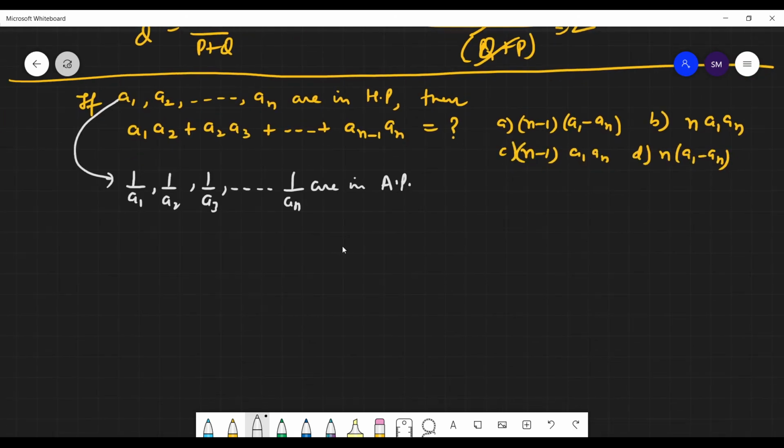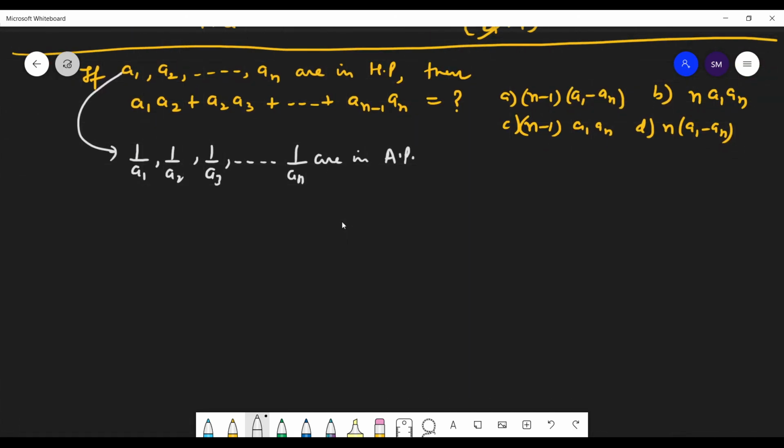That's good. Now you have to see what you can do. You can find common difference. Here you have, students, one thing you can see that here you have a1 minus an, and here n minus 1 is also there. So when do we get these kind of terms?